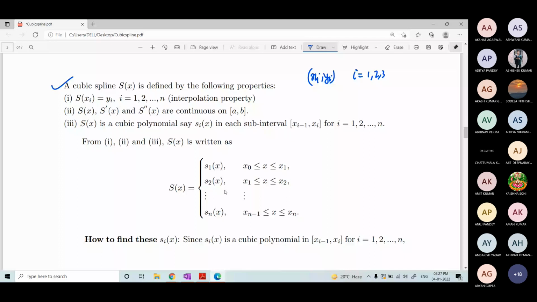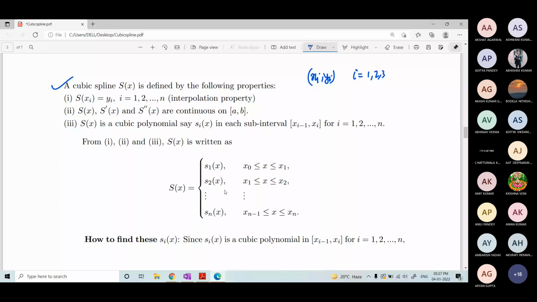What will be its double derivative? The first derivative will be of one less degree, the second derivative two less degrees. The original degree is 3, so if you differentiate twice, you will get a first degree polynomial, which means a linear polynomial. So suppose si double dash x is ax plus b, where a and b are arbitrary constants. We are assuming this si double dash x equals ax plus b.